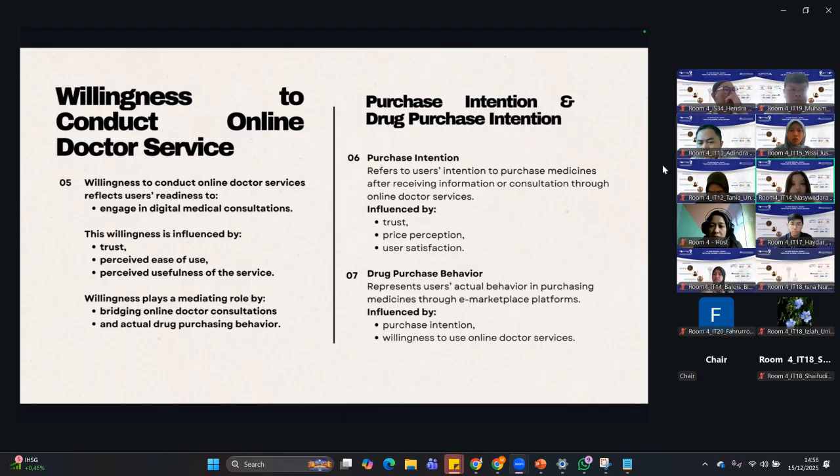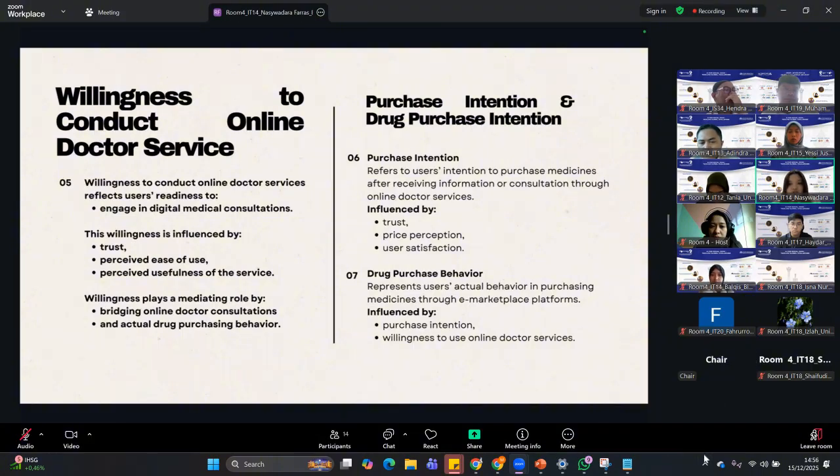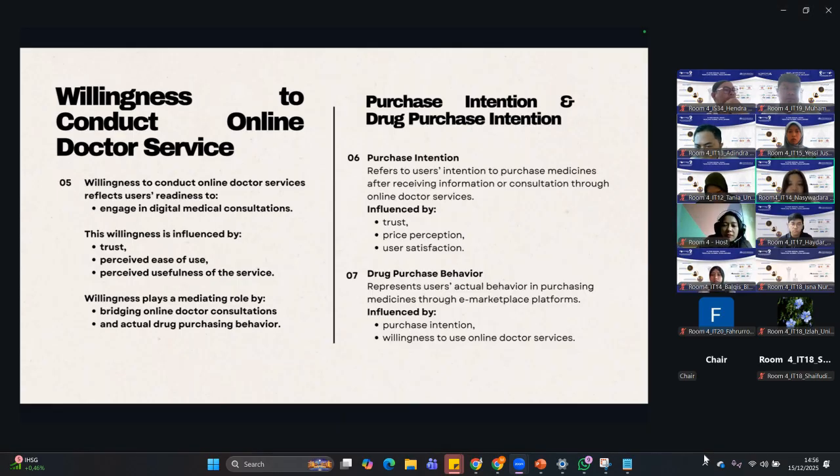Okay, for the fifth one, there's willingness to conduct online doctor services. Willingness to conduct online doctor services represents user readiness to engage in digital medical consultation. In this study, willingness acts as a mediating factor that bridges online consultation and actual purchasing behavior. For the sixth one, there is purchase intention, and for the seventh one, there is drug purchase behavior.